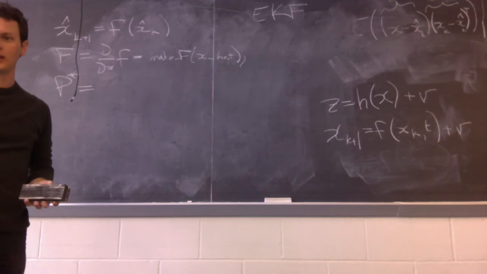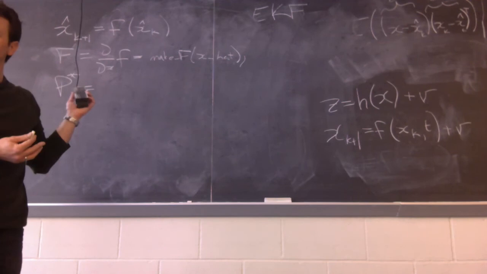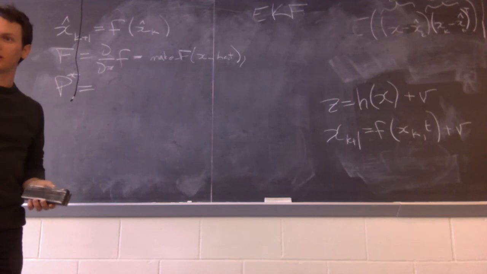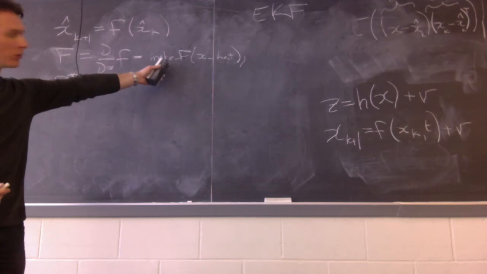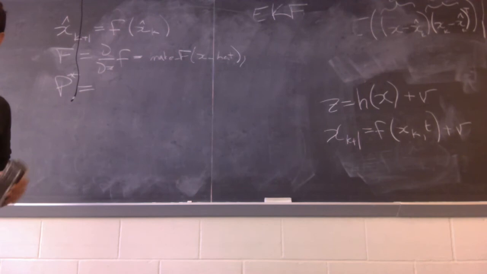In that case, you just run an unscented Kalman filter. Because an unscented Kalman filter is going to require a lot less work than making F, and it's going to be more accurate. So if you ever find yourself doing numerical differencing here, stop and switch to an unscented Kalman filter. That makes some sense? Yeah, that made a lot of sense. Awesome. Cool.